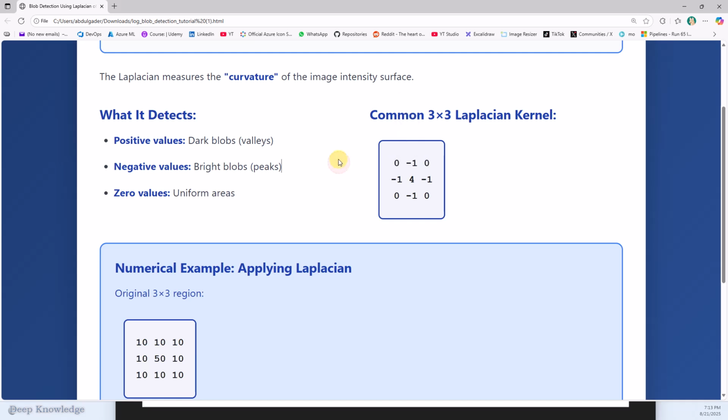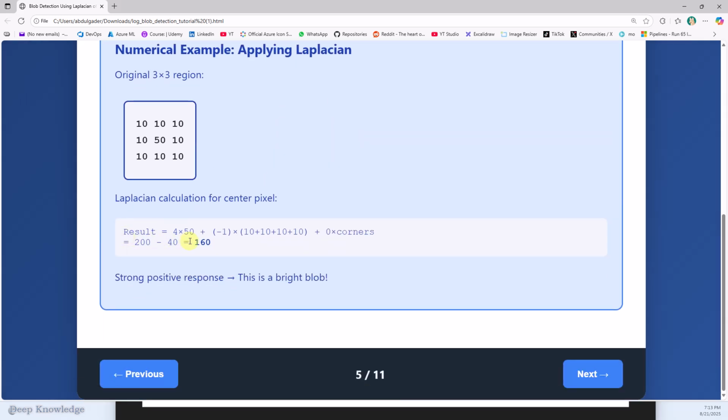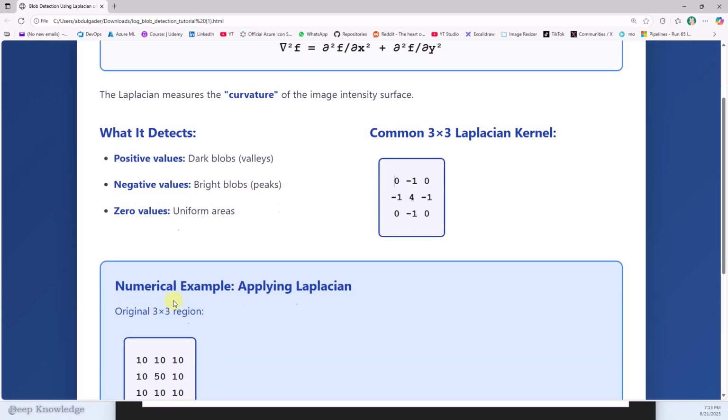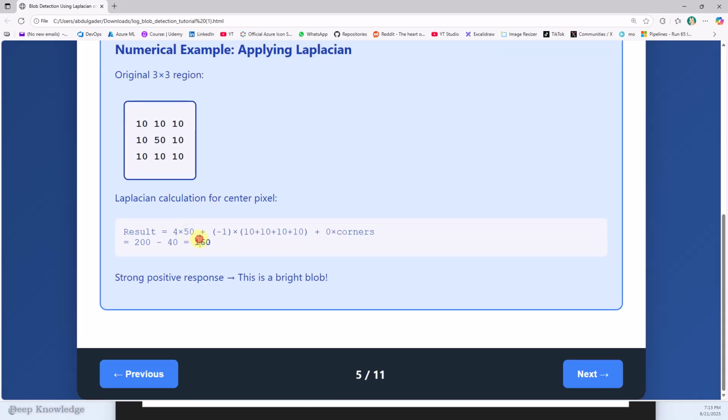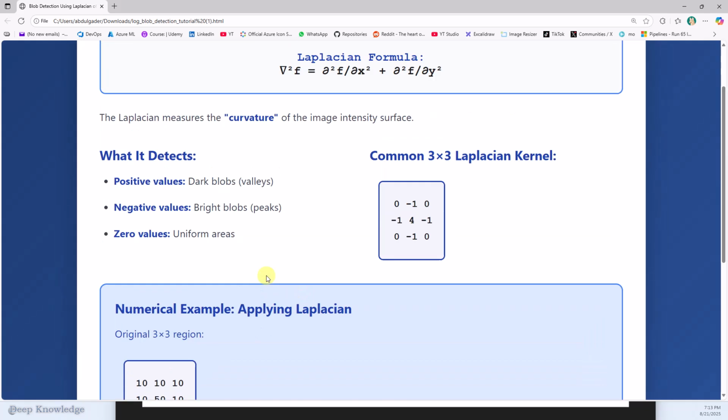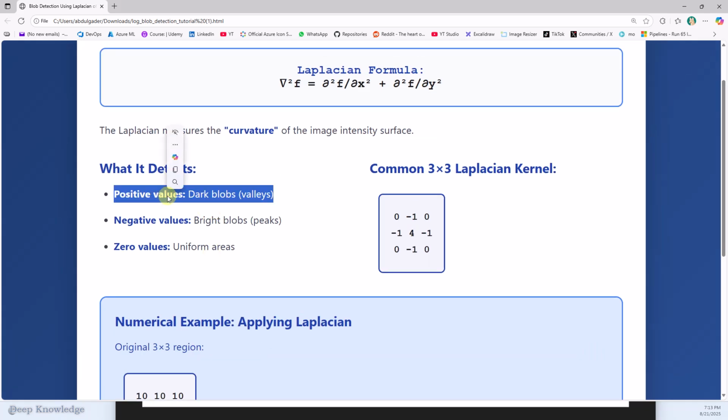Now let's assume this is taken from one image, 3 by 3, and apply this Laplacian kernel, and we will get this result, 160. 10 times 0 is 0, then 10 times minus 1 plus 10 times 0 plus 10 times minus 1 plus 50 times 4, and so on. After that we have 160, and it's a strong positive response. This is a bright blob. It's bright, and this one is dark.